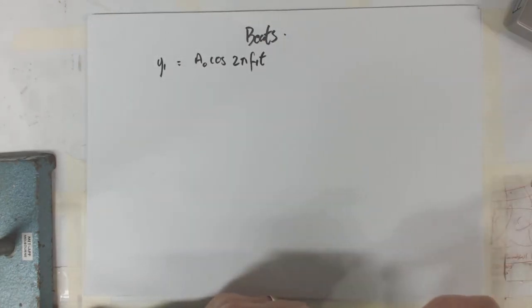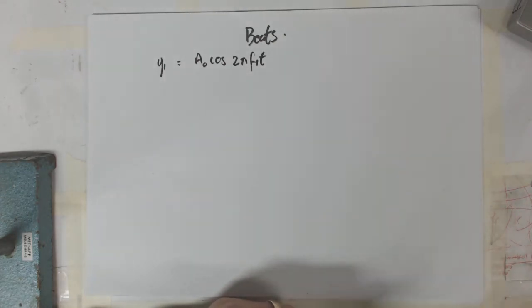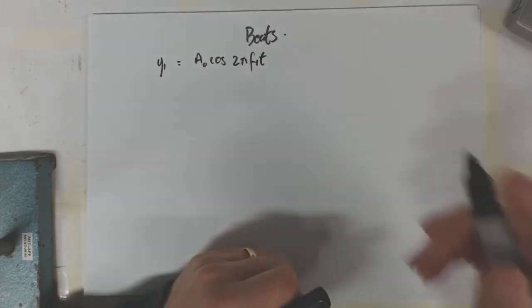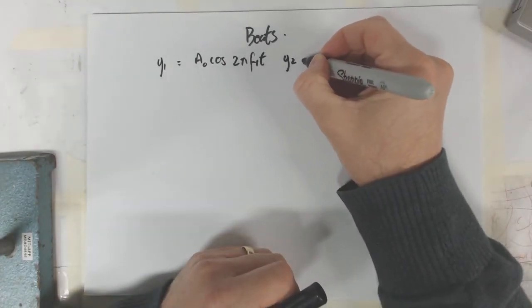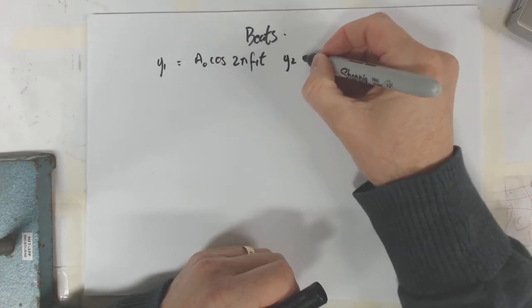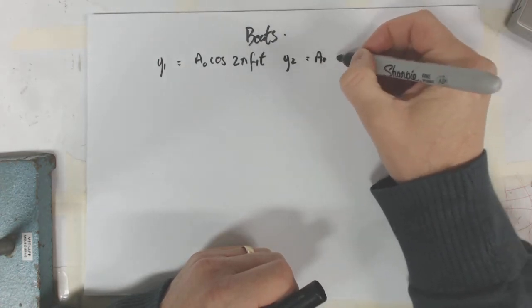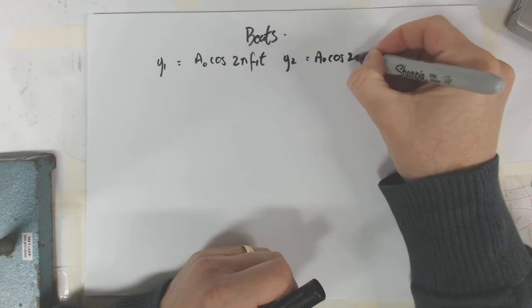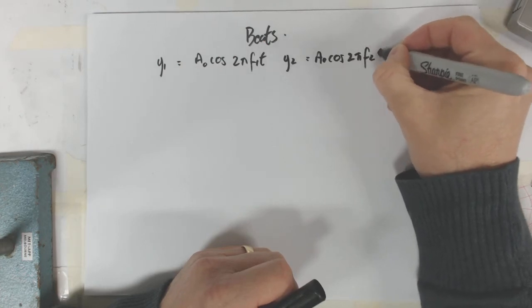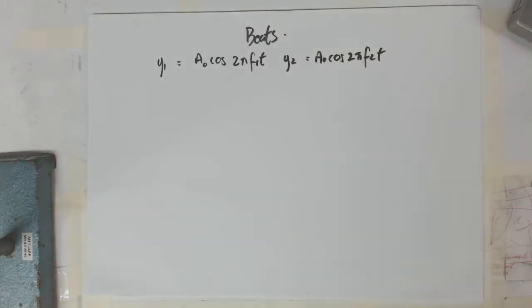So at this stage we haven't included the wavelength, the kx, which you know from the other video. And y2, we'll make it the same amplitude, a0 cos 2 pi f2 t. So we've got two different frequencies. We're going to be looking at them at the same place. That's why we haven't really looked at the whole x thing.